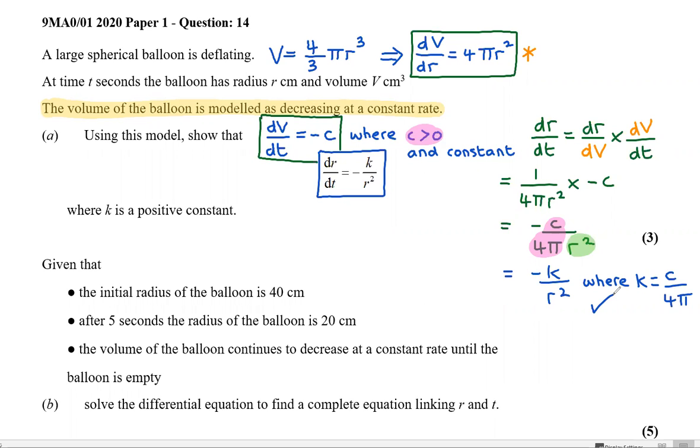We're then given some initial conditions and some boundary conditions. So initial conditions, we're given the initial radius of the balloon is 40 centimeters. So in other words, when t equals 0, r equals 40. And also, we're told that when t equals 5, r is equal to 20. Now, we're going to use those in a moment because we're going to have to solve this differential equation. So those are the conditions that we're going to sub in to hopefully eliminate the constants or put actual values to those constants.